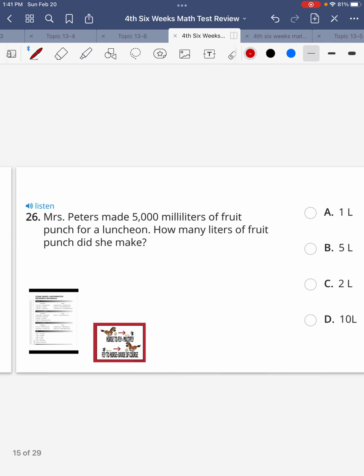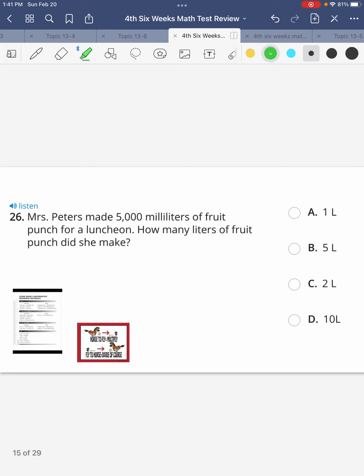Okay, number 15 says Mrs. Peters made 50,000 milliliters of fruit punch for a luncheon. How many liters of fruit punch did she make? So, really think about it. What are they asking me to do in this problem?